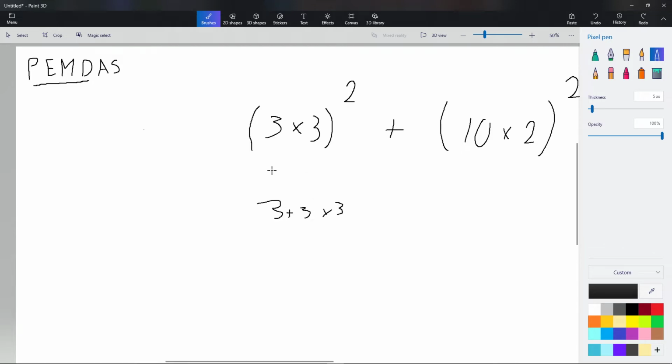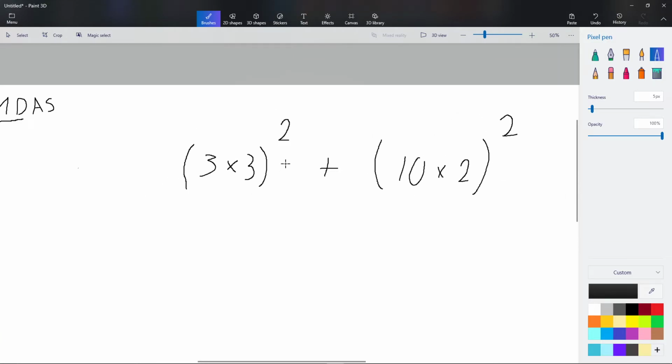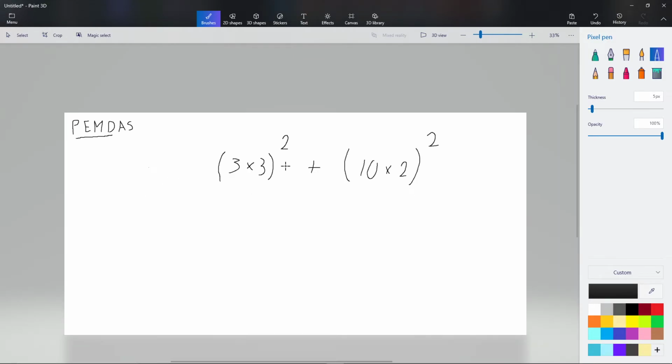Not add first. So what you want to do is, instead, you do 9... 3 plus 9. I'm reading it right to left there. Sorry about that. So 3 plus 9. That's how the order would be in this example. But addition is not there. The addition is right here, separating between the parentheses.